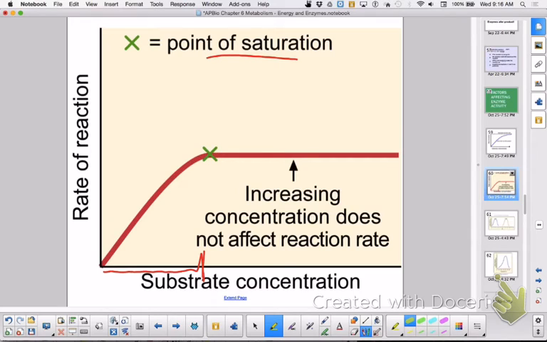Yes? Wait, so is the point of saturation... Did you say wait? Yeah. Go ahead. Is the substrate concentration at the point of saturation the same concentration as the amount of enzymes? Yes.